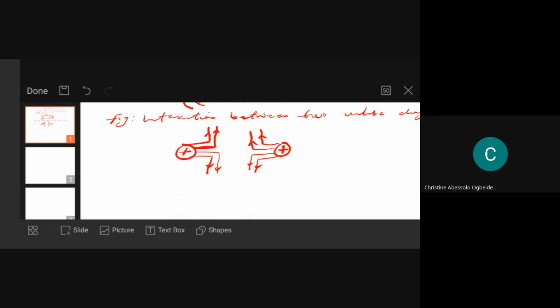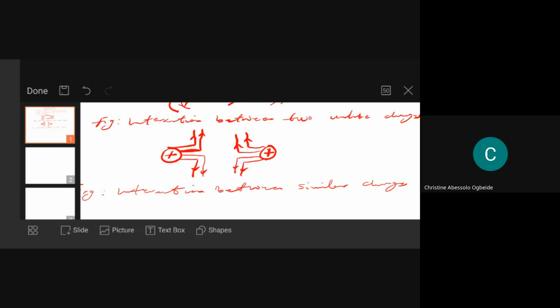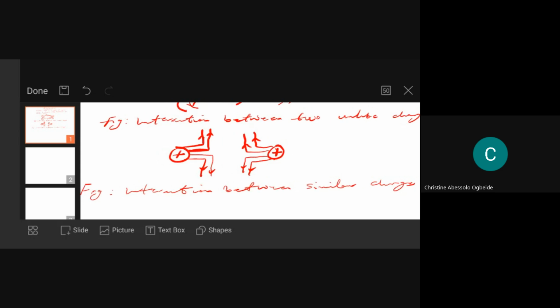And then of course, if it is negative and negative, the same diagram applies, the only thing that would happen is that the arrows are going to be pointing inward for both charges. So this is the interaction between similar charges, and the first is the interaction between unlike charges.